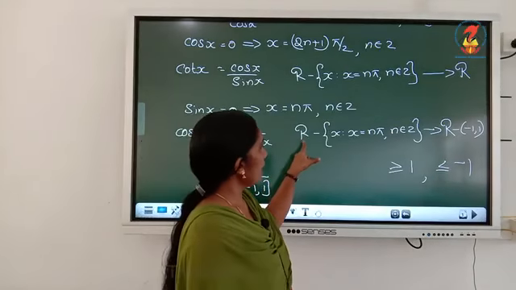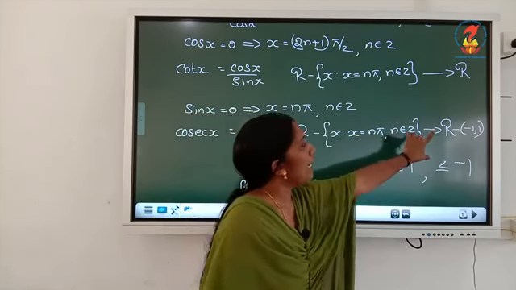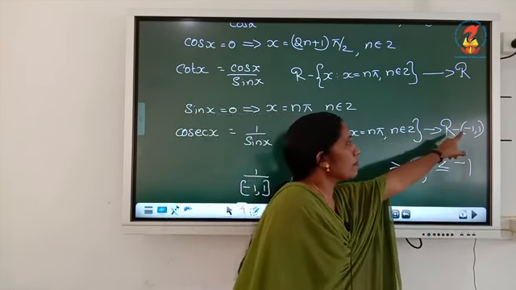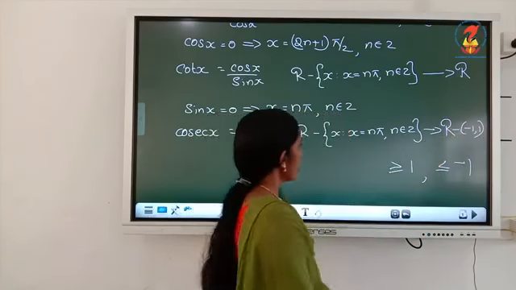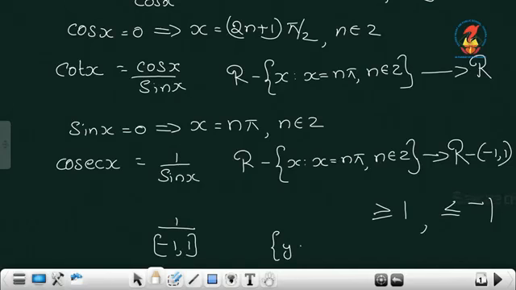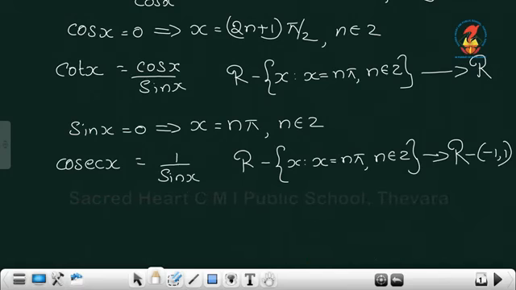So the domain is R minus set of all x such that x is equal to n pi and range is R minus (-1, 1). Or you can write like this, set of all y such that y is greater than or equal to 1 or y is less than or equal to minus 1, where y is a real number, that also you can write. Then the last function is sec x.